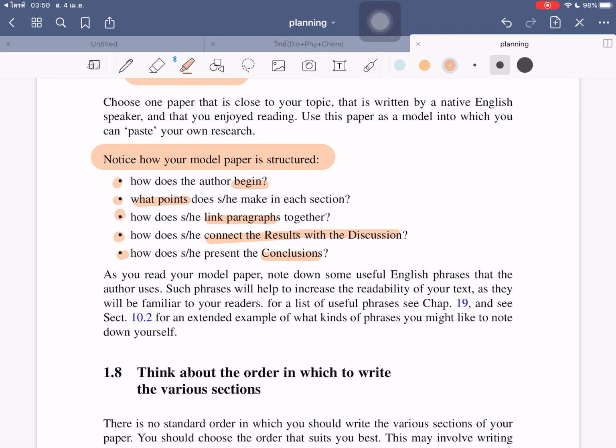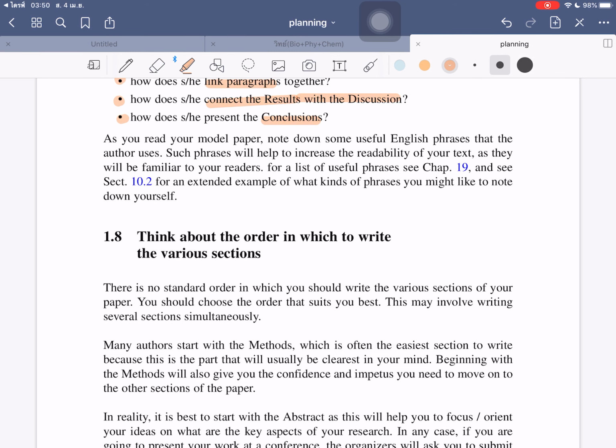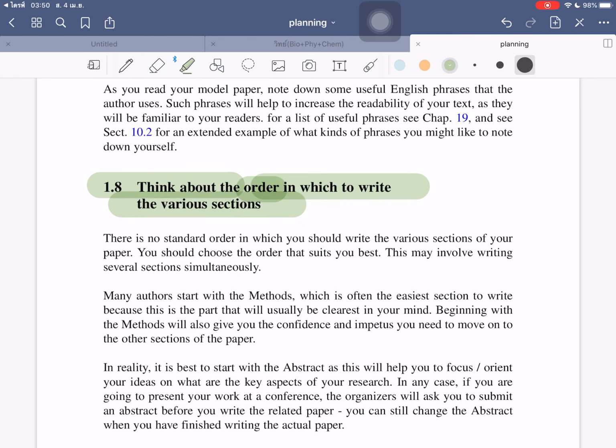And then we move on to 1.8, the order in which to write the various sections. You think about the order: 1, 2, 3, 4. What should come number 1? What should come number 2? What should come number 3? Actually, this book says there is no standard order. But there are many ways.